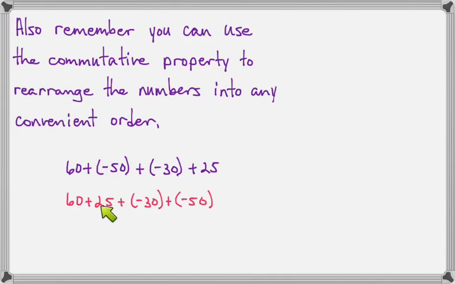So I'm going to add the two positive numbers, 60 plus 25, and that gives me 85. And then I'm going to add the two negative numbers. Negative 30 plus negative 50 makes negative 80. That gives me 85 plus negative 80. Those two signs are different, so the difference between 85 and 80 is positive 5. And this is the same answer we got on the previous slide. It's just a different way to work it.